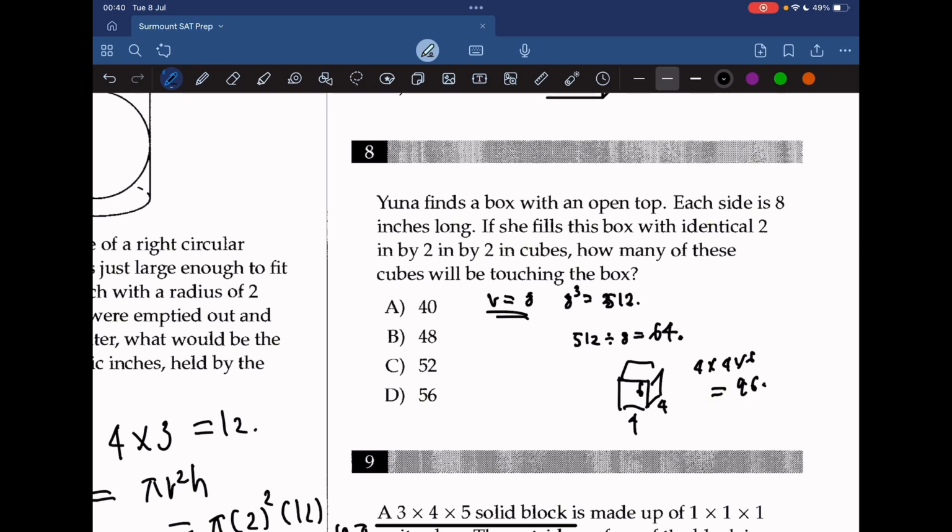And we know that because each cube has a volume of 8, we can just divide the 96 by 8 to get 12, which means there are 12 cubes that are not touching the box, right? So to figure out how many cubes are actually touching, we subtract it from the total number of cubes that we have, which will give us 52. So the answer is 52.